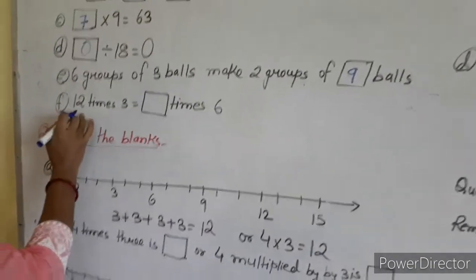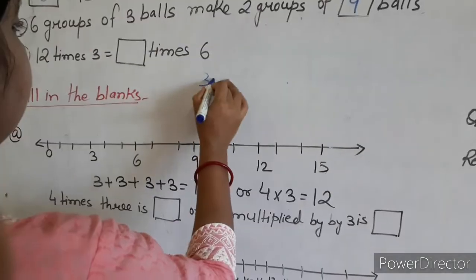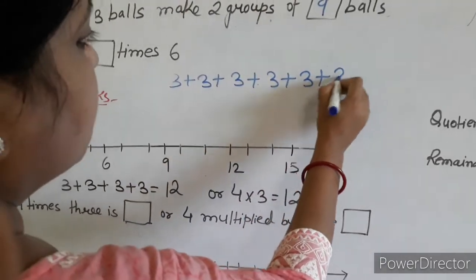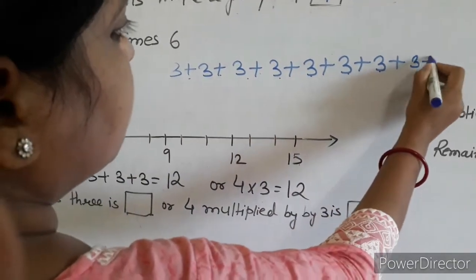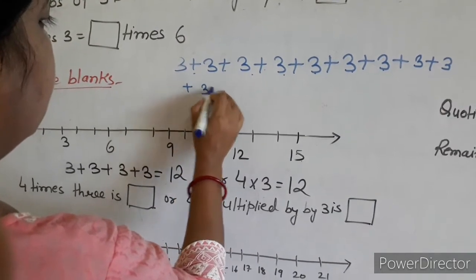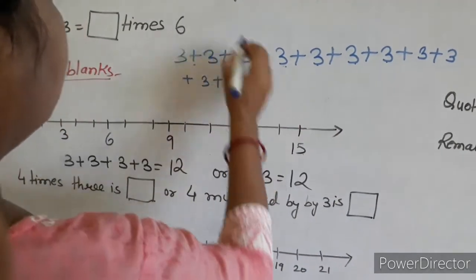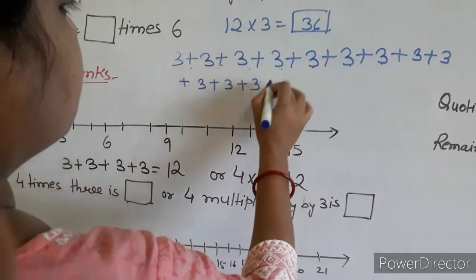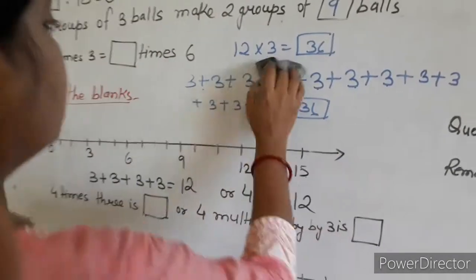Then 12 equals dash times 3. 12 means you write 3 plus 3 plus 3. I have written into, it will not be into. 1, 2, 3, 4, 5, 6, 7, 8, 9, 10, 11, 12. Or you can write 12 into 3 is 36. So you have to find this number also.